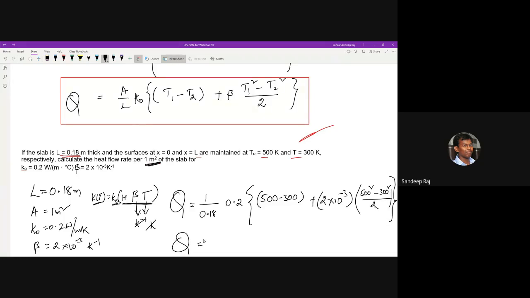So now you tell me what is the Q value. Please calculate and tell me. 400 watt per meter square. Sir, only watt per meter square. Watts? Why per meter square is there? You need not have per meter square because the area is there here. Yes, it is simply watts. So what you get here is simply watts. 400 watts is your answer. Okay.